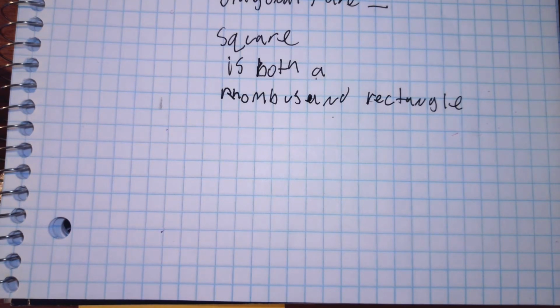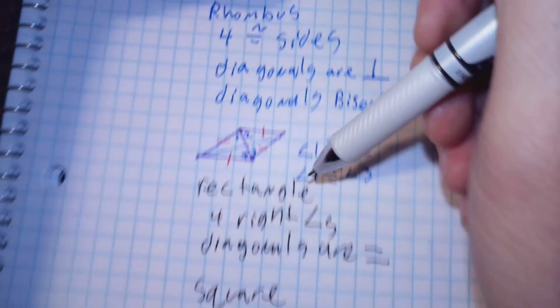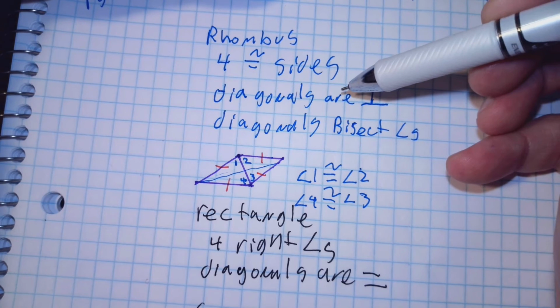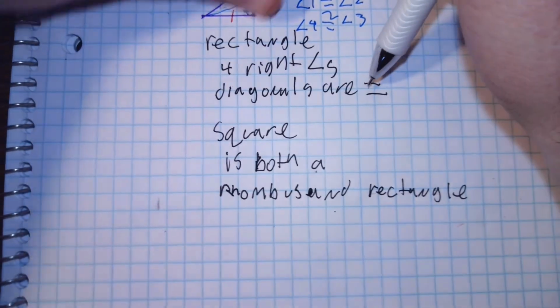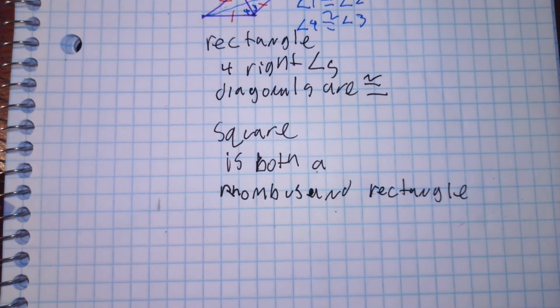So both a rhombus and a rectangle. And so that means for a square, all these things are going to be true. 4 congruent sides, diagonals are perpendicular, diagonals bisect. 4 right angles, diagonals are equal or congruent. And squares are both of those. So that is what that is.